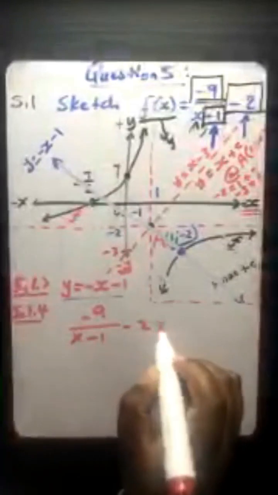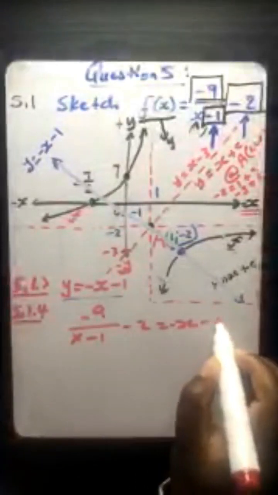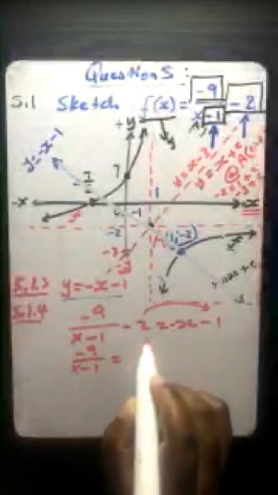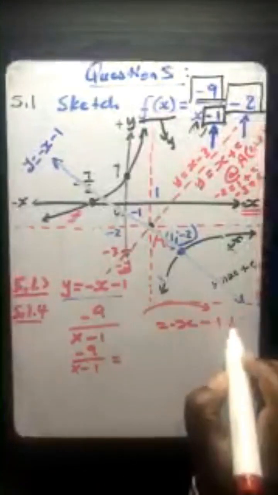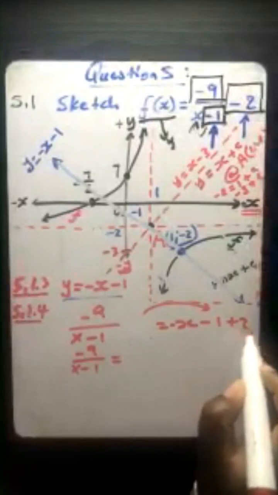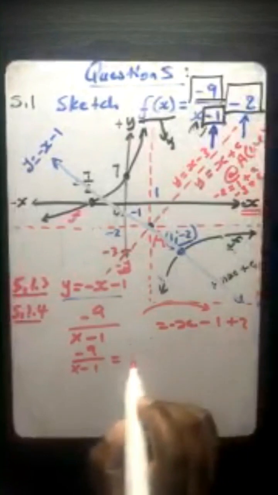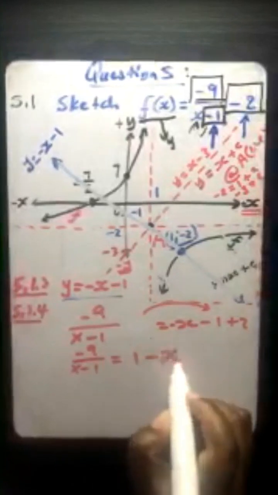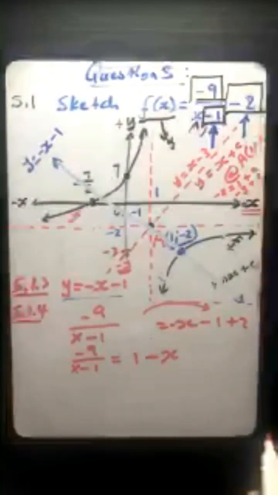Okay, this is x over x minus 1, minus 2, is equal to negative x minus 1. What you can do is take this to the other side. When you take this to the other side, it becomes positive 2. So it's more like you are having a positive 2 minus 1, so it's as if you are having 1 minus x. I'm not sure if you guys understand that part.